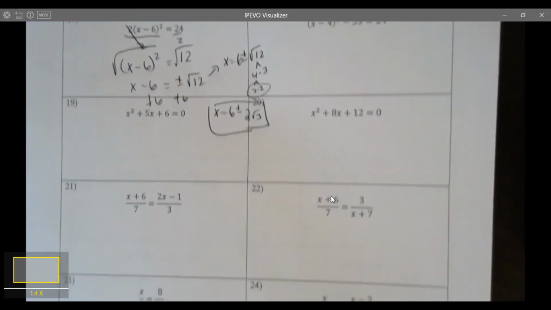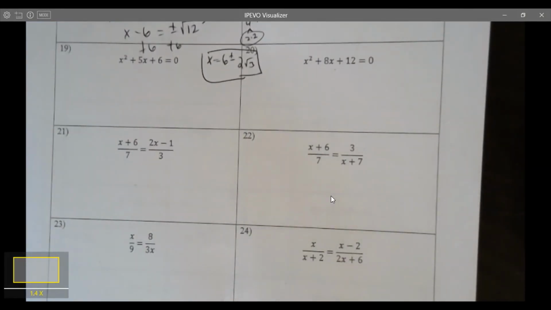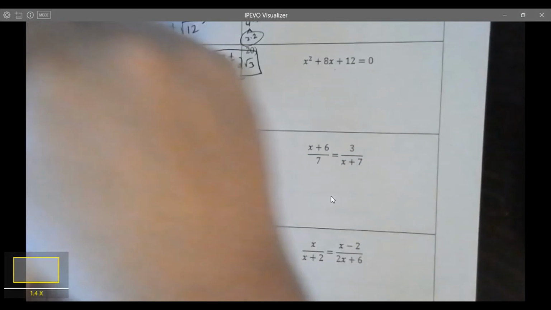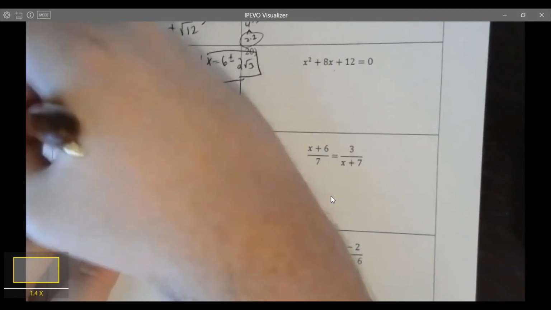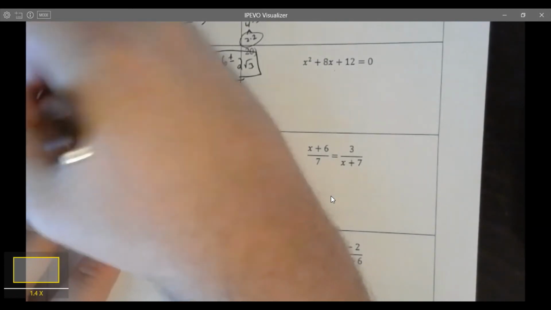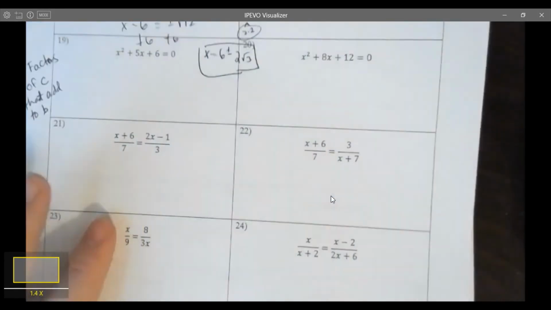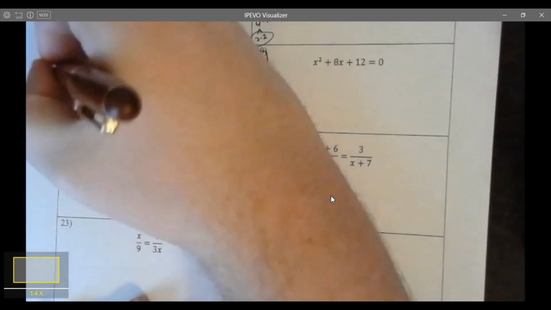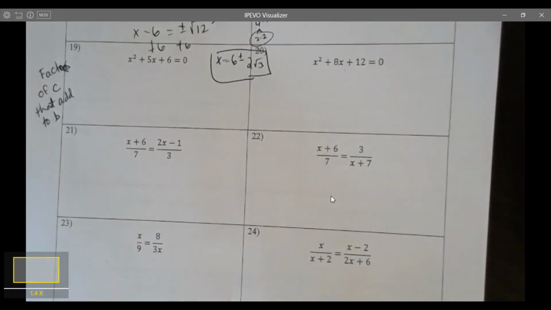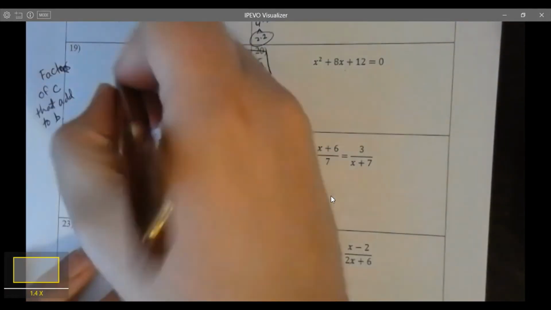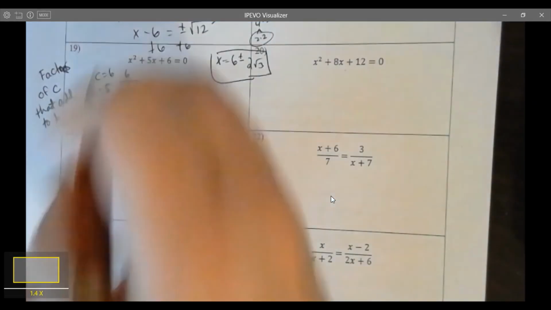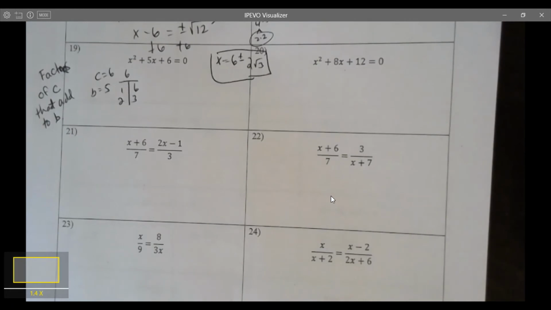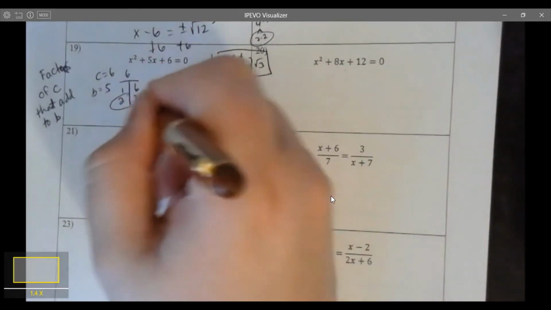So the next two, 19 and 20, those are still asking you to solve. But in order to solve those ones, you need to factor. So remember, for ones like 19 and 20, you want to find factors of C that add up to B. So in this case, C is 6 and B is 5. So the factors of 6 are 1 and 6 and 2 and 3. So the two of those that add up to 5 are 2 and 3.